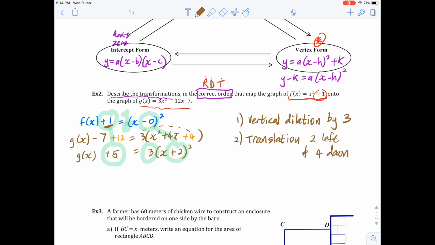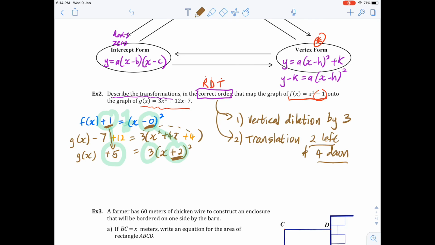Okay, and so what I'm doing is I'm saying this graph has already been transformed from the parent graph of y equals x squared. It's already been transformed 1 unit down. I'm now going a further 4 units down, hence the 4 down. This was not transformed at all in terms of horizontal movement and has now been translated 2 units to the left, hence the 2 to the left. And then, of course, first I'm giving the dilations and then the translations.